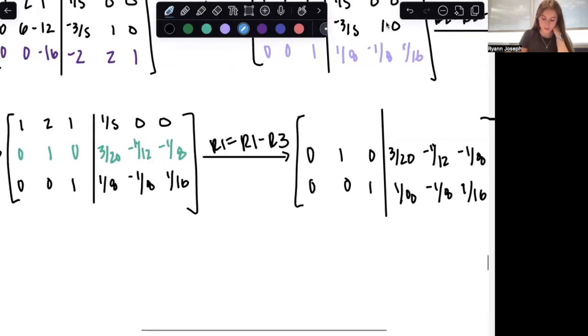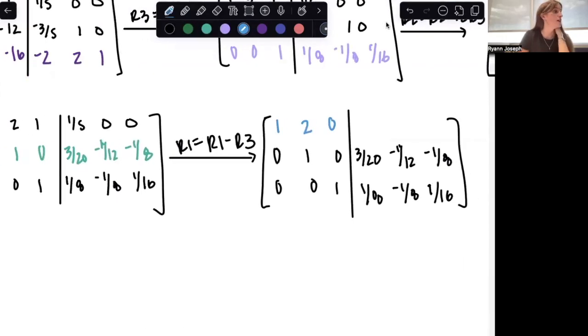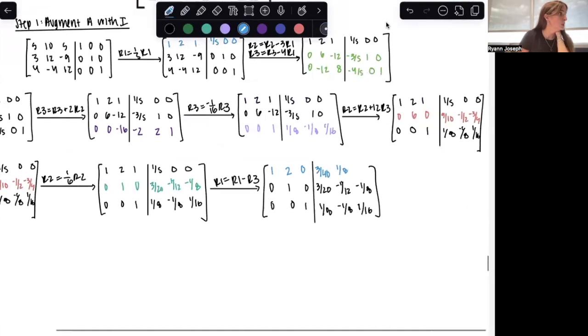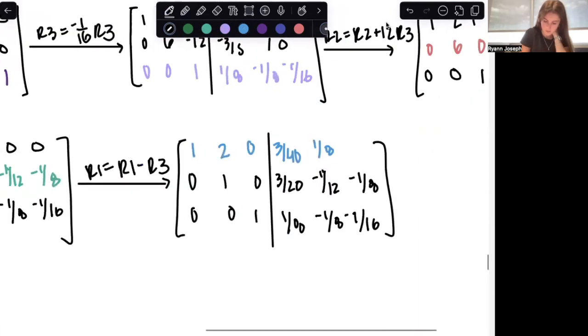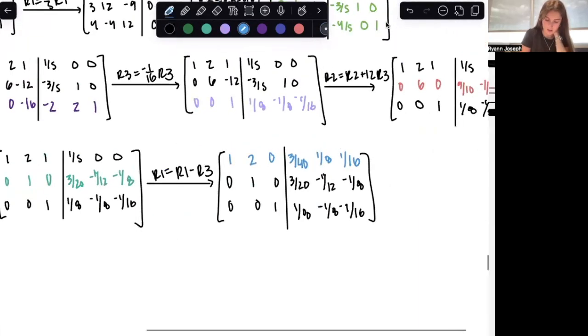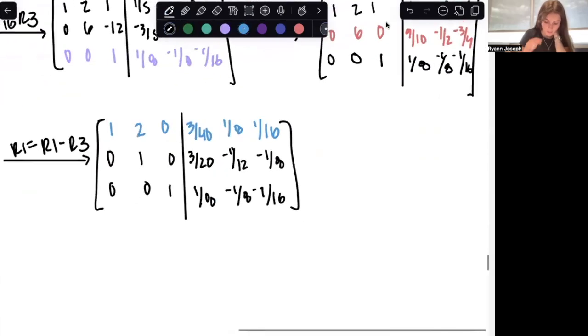So row 1 is equal to row 1 minus row 3. So 1, 2, 0. 1/5 minus 1/8 is 3/40. And then I've got positive 1/8. And then, did I drop it somewhere? Oh no. See, I'm literally looking at the answer and I messed this up. This should be negative. This is 1/16. And then lastly, we want to get rid of this 2 up here.